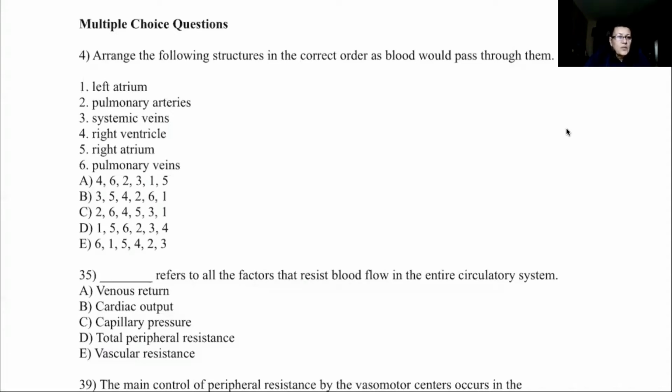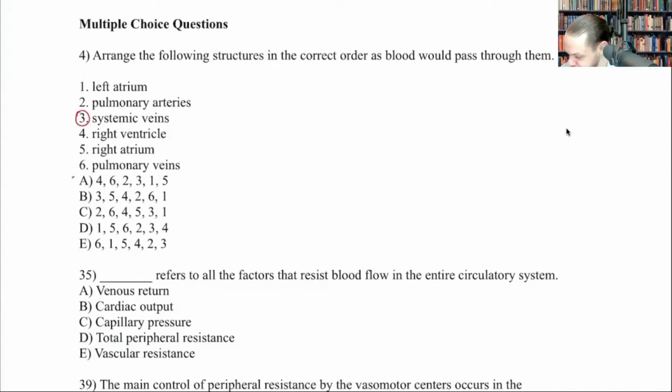So what numbers did I say? We don't start with the 5. Before you get to the right atrium, where is all the blood collecting or coming from? Superior and inferior vena cava, which is essentially the systemic veins, right? So I would say 3 would be my first choice.